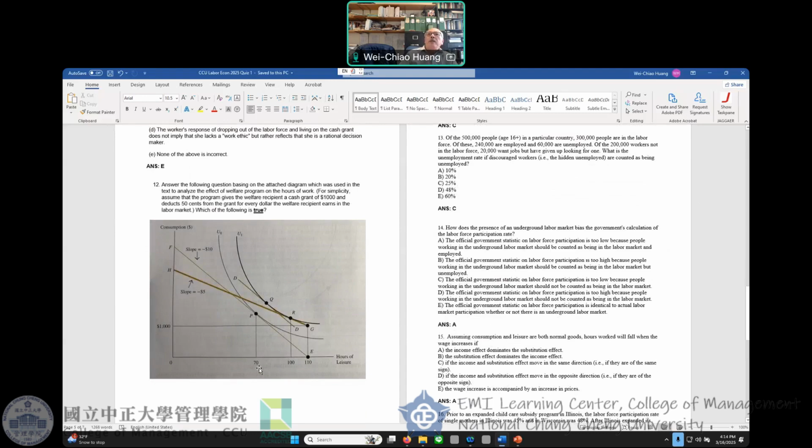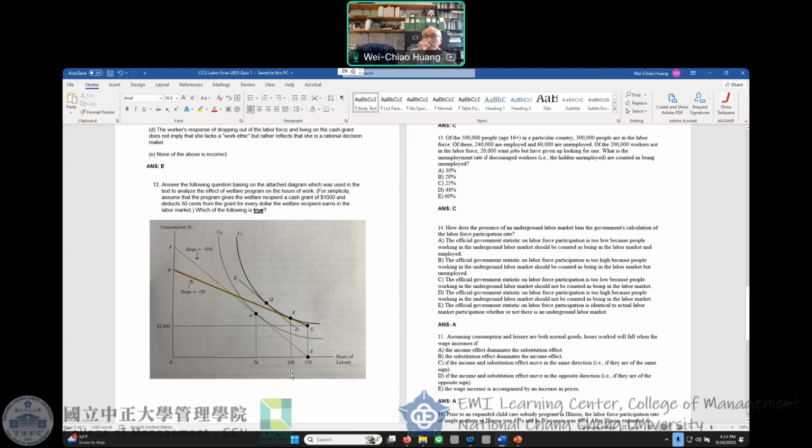Now, with this particular welfare program, the budget line actually changed to GH. In this case, the utility maximum occurs at this tangency R. So the person is going to be better off at a higher indifference curve U1, better than U0. But how many hours will this person be working? R indicates 10 hours, because 100 hours of leisure means 10 hours of labor supply.